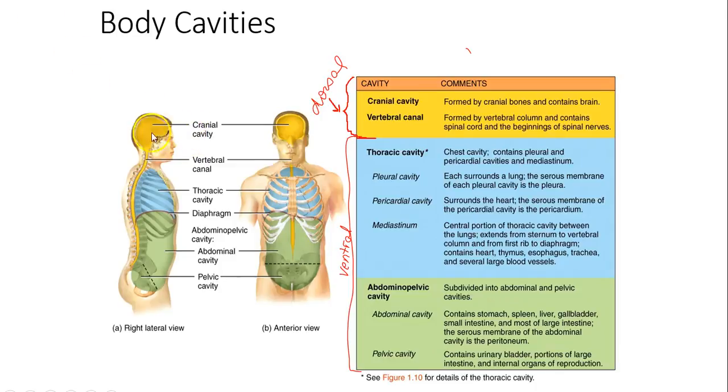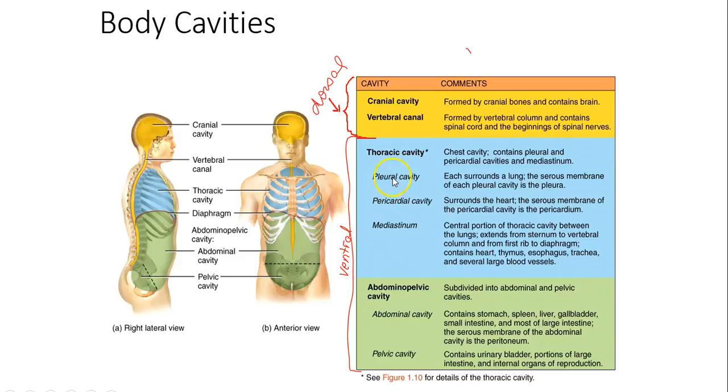If we look at the dorsal cavity, we can see that there's a cranial cavity and a vertebral canal within that dorsal cavity. The cranial cavity houses the brain, the vertebral canal houses the spinal cord. Now let's look at the ventral cavity. We can see here there's a blue portion and a green portion color-coded with this chart. In blue, everything above this diaphragm is blue. We're in the thoracic cavity, or the chest cavity.